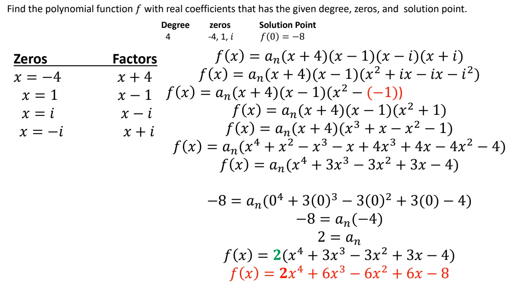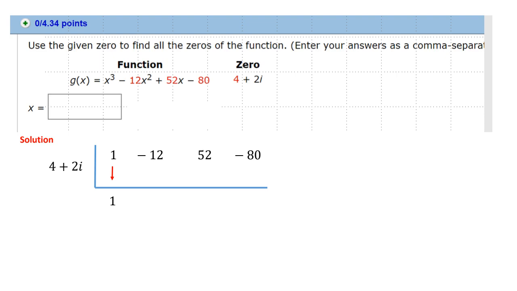All right, I believe I have one more, and it's an exciting one, right? So for this last one, it says use the given 0 to find all the zeros. And then they give you the function, and then they tell you that 4 plus 2i is a 0. So what we can do is, since it gives me that 4 plus 2i is a 0, I can take this information and use synthetic division.